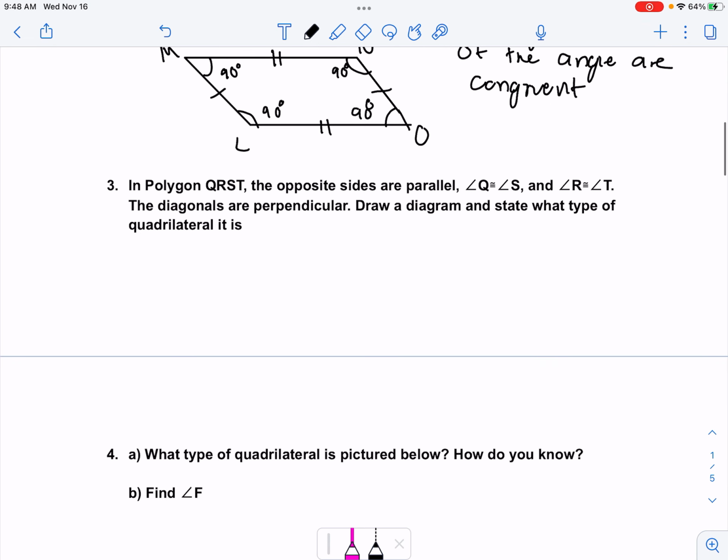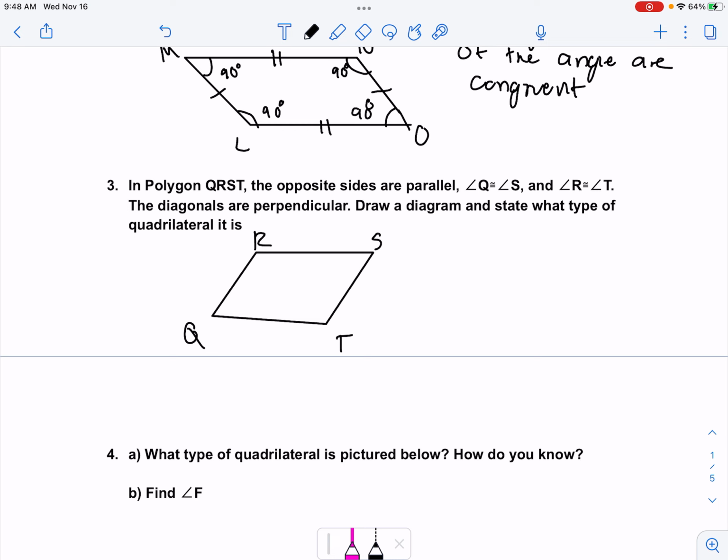Okay, in the following polygon QRST, the opposite sides are parallel. So we know just from the picture, I'm just going to draw a regular old parallelogram. I don't know what it is yet, so obviously this isn't going to be an accurate picture, but once again, just for visualization purposes. So this is QRST.